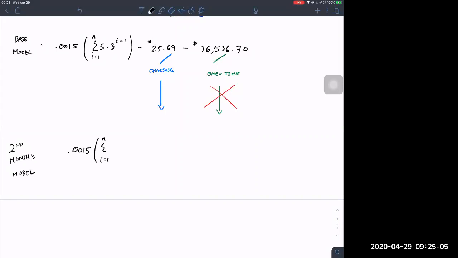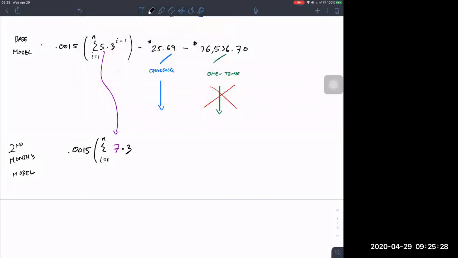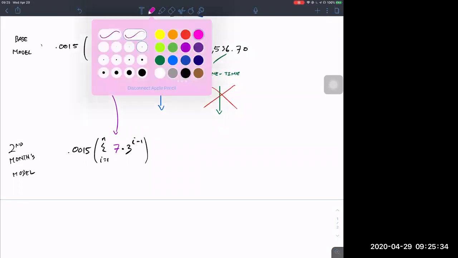This problem, however, is saying that the growth rate is the same, but the first day reaches 7 people. So now I'm gonna draw with a different color. It goes from 5 to 7, but I told you everything grows the same. So if you look at just this portion, I'm gonna use a different color.